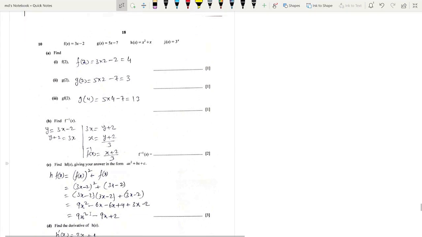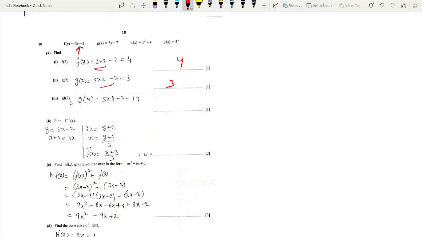Now come to the next question. This is question number 10, that is based on functions. It seems very simple. f of 2 we need to find. f of x is 3x minus 2. So just put x equals 2 here. If you put x equals 2, then 3 times 2 minus 2, that is 4. So 4 is here. g of 2, okay, put 2, 5 times 2 minus 7, you can check. That is 3.